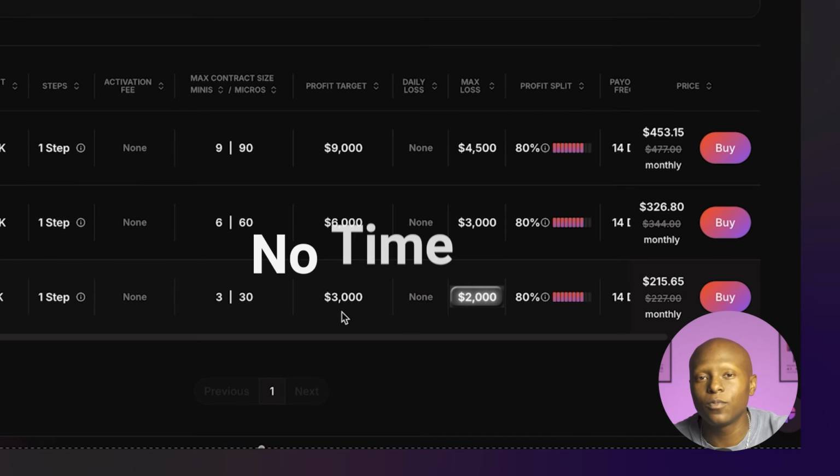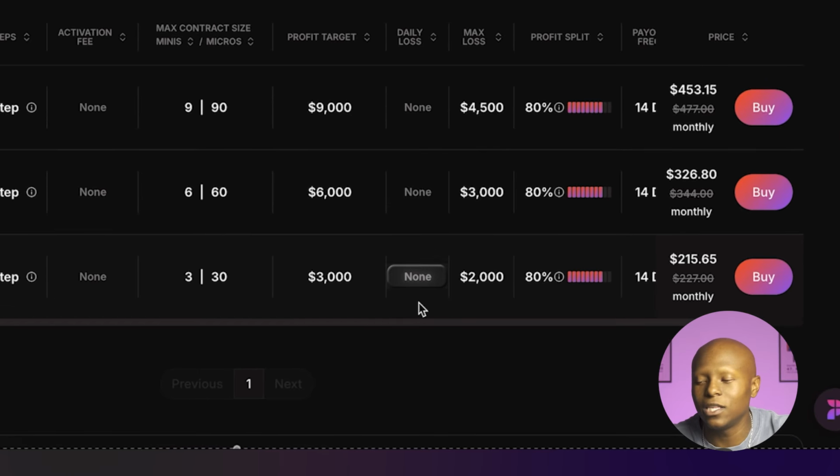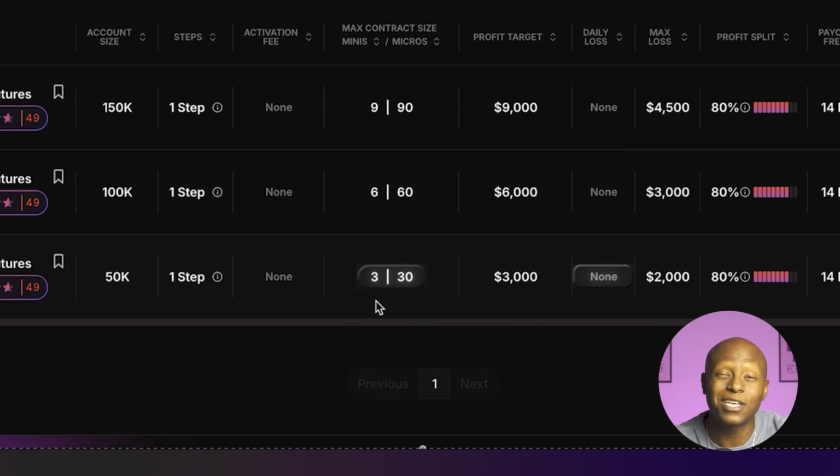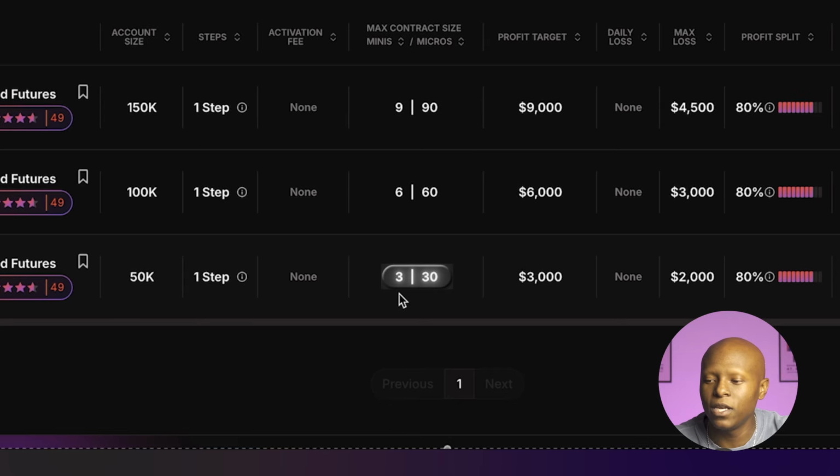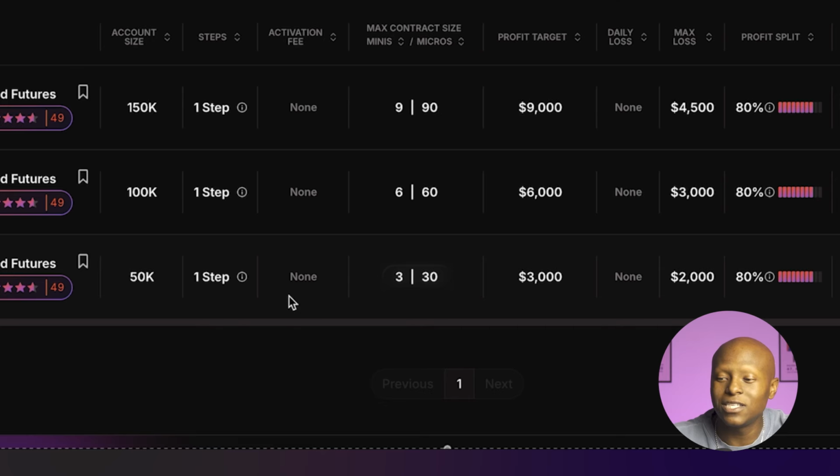In terms of the profit target, there is no time limit, and you can see that there is no daily loss limit as well. For your max contract size, you're going to be looking at 3 minis and 30 micros. And one thing that's important to know with My Funded Futures is they don't have an activation fee. So you just have to pay that $215 monthly until you get funded. And then once you get funded, that's it.